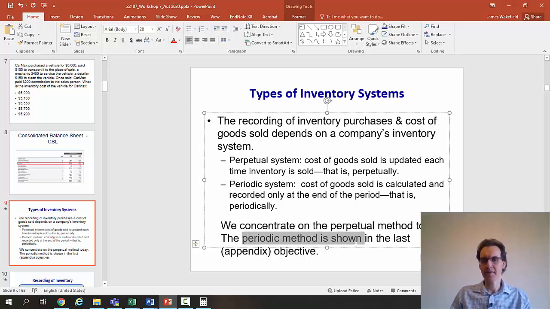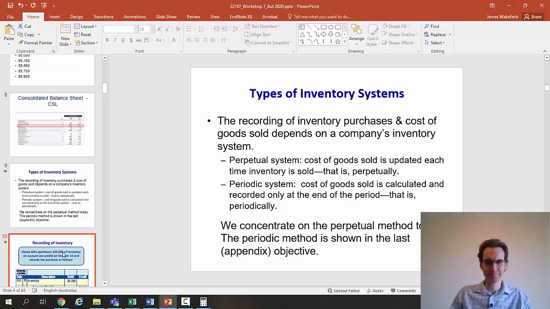We will also look at the periodic method later on in the last learning objective today, just so you're aware of some of the differences in terms of how to account for inventory when using that method.